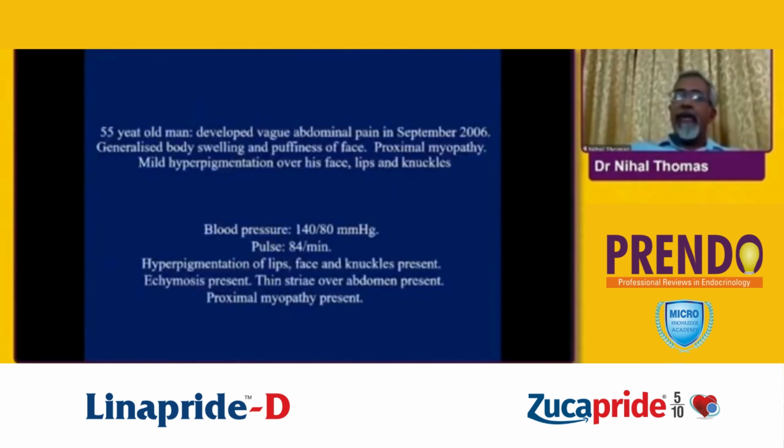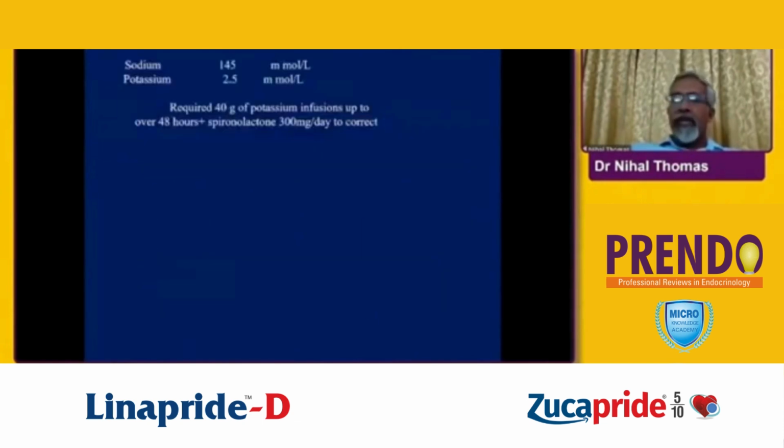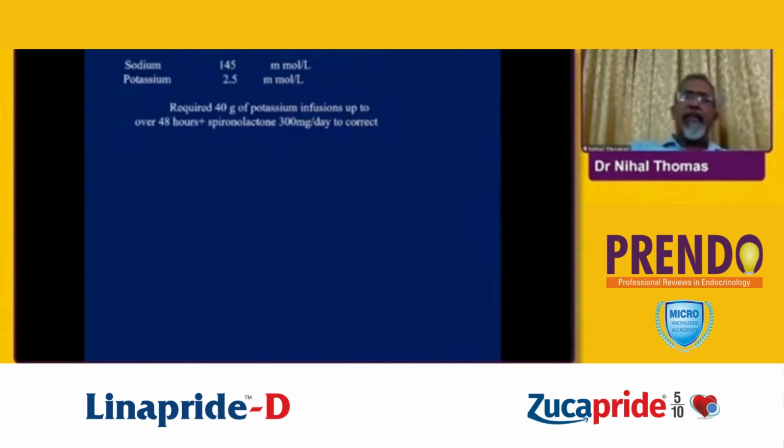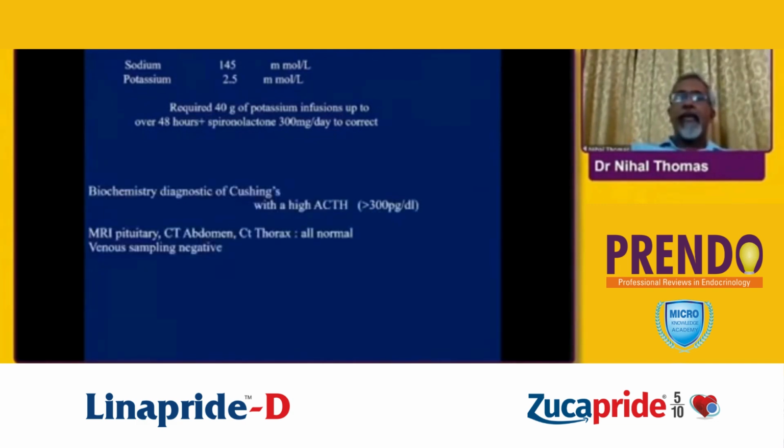A 55-year-old man came way back in 2006 with generalized edema, swelling of the face and body, and pigmentation. He had ecchymosis, features of Cushing syndrome, and his potassium was extremely low. I remember this gentleman; he was very refractory to treatment. We gave him 40 grams of potassium infusions per day for a total of 3 days. We had given him spironolactone 300 milligrams for a week, and his ACTH levels were very high.